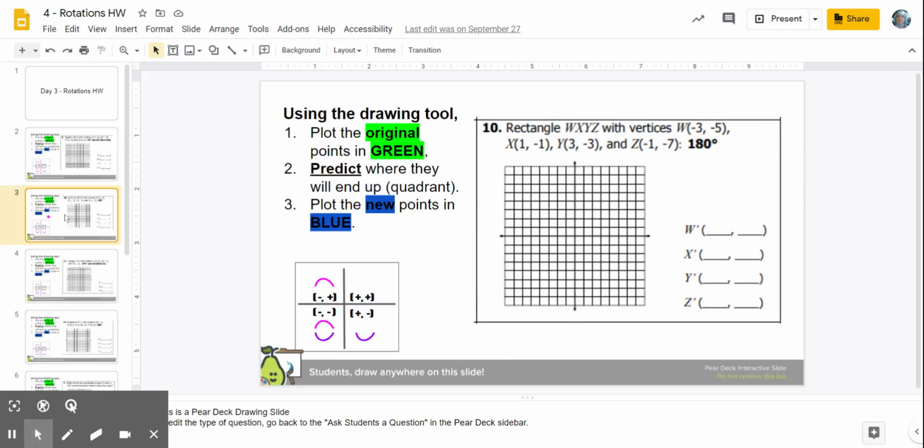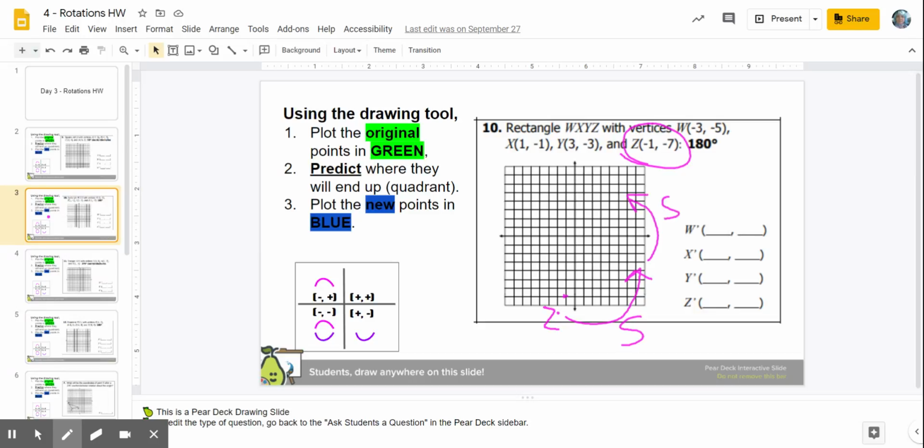We go to the next slide, and again, I'm just going to do one for each problem. Let's look at Z this time. This time I'm rotating 180 degrees. So if I start at -1, -7, that's going to be down here. Left 1, down 7. So that's Z. I'm rotating 180 degrees. So that's 90. That's one switch. And then that's 90 more, which makes 180.